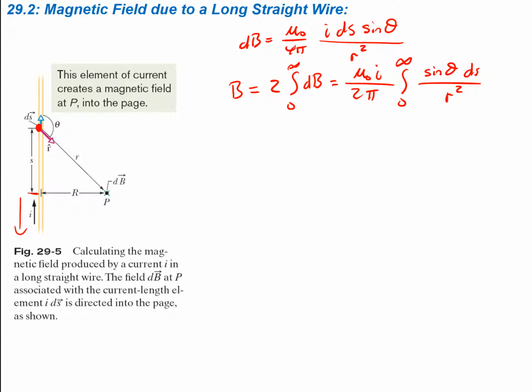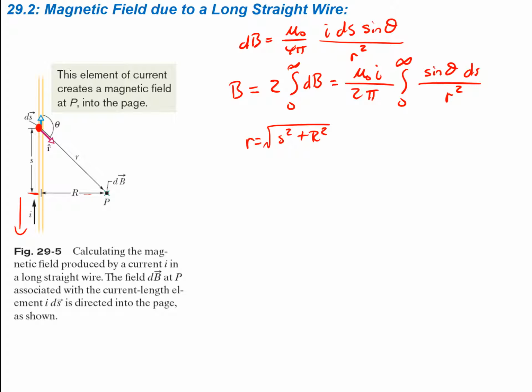Well, we know a couple things. We have multiple variables here, but we can see that they are actually all related to one another. So if we look at our r, which is this distance here, we can see that it's related to s, and it's related to the radius, the distance directly away from the wire. So we can just write that r is equal to the square root of s squared plus r squared, which is the two sides of the triangle.